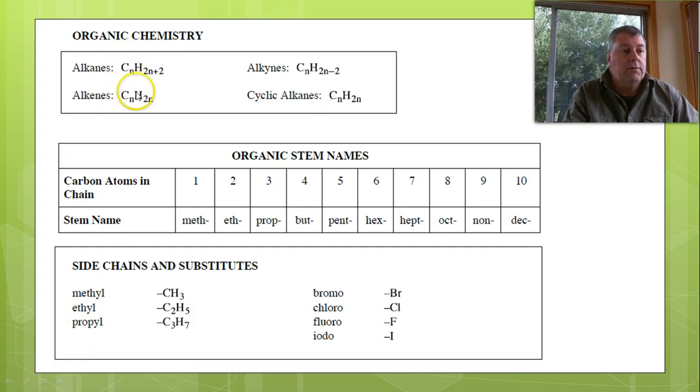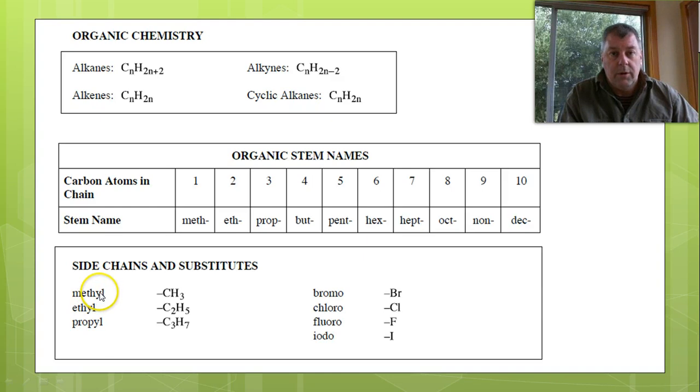So there's the general formulas for alkanes, alkenes and alkynes, and also the formula for cyclic alkanes. You also will find on the same page what are referred to as the organic stem names, which go with the number of carbon atoms in the chain from 1 to 10, and these are the stem names. And you'll also find the names for the side chains and the substituents.